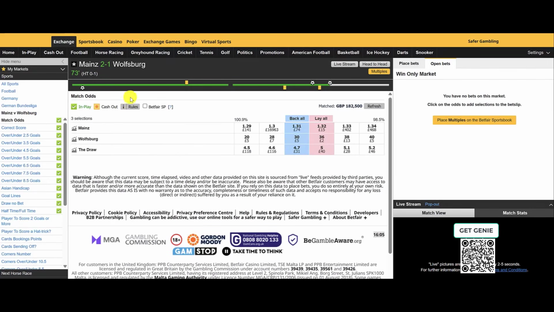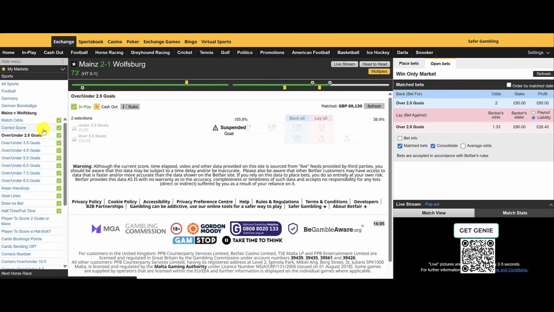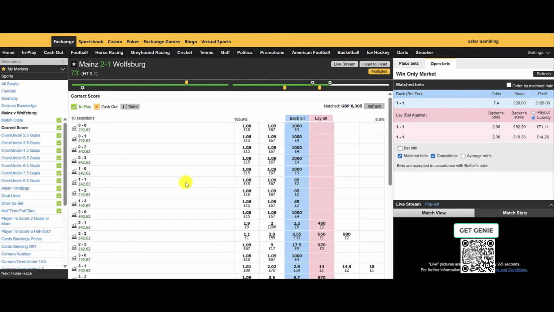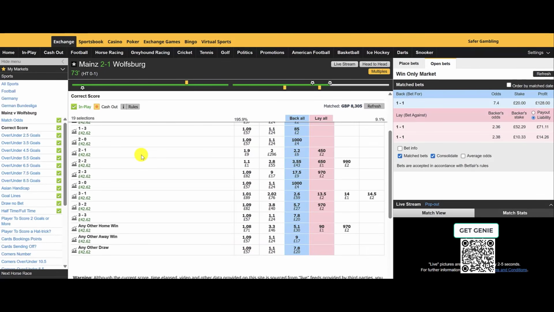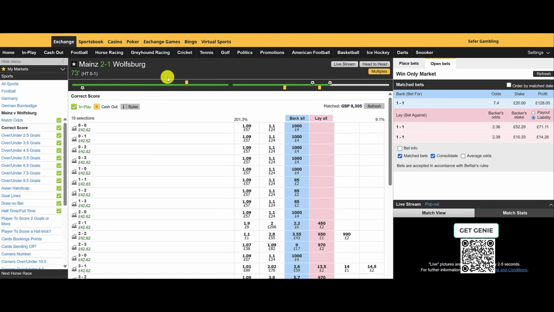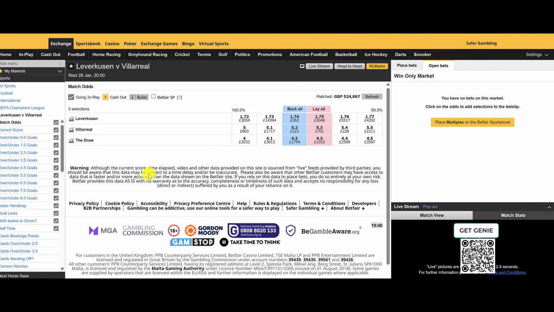Okay, so Wolfsburg leading at half-time. It's been one hell of a turnaround for Mainz. But anyway, Mainz leading. We've gone over the 2.5. We've got the profits locked in. We've got the profits landed. And that is that for this trade. It was a fun one. Mainz 2, Wolfsburg 1.